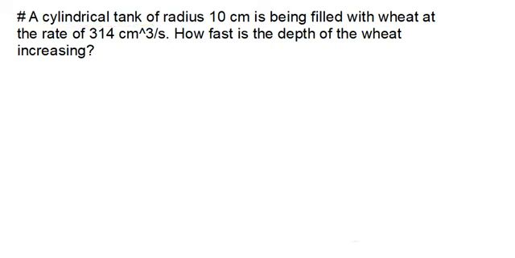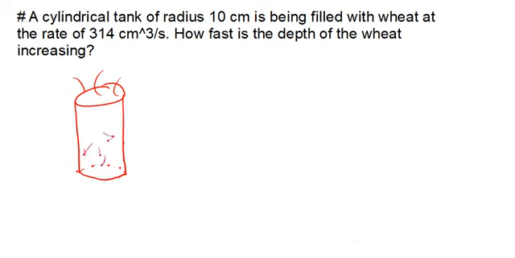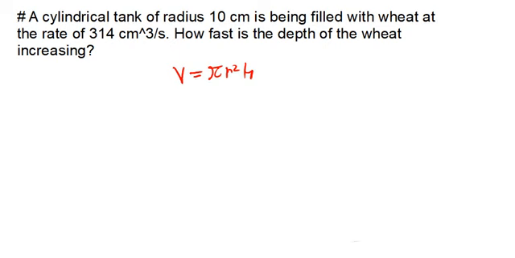What does it mean? A cylinder is something of this kind. We are filling wheat inside here, and to make this easy, we reason that as we are filling the wheat, we are filling up the volume of this cylinder. And to remind ourselves, the volume of a cylinder is equal to pi r squared times h.